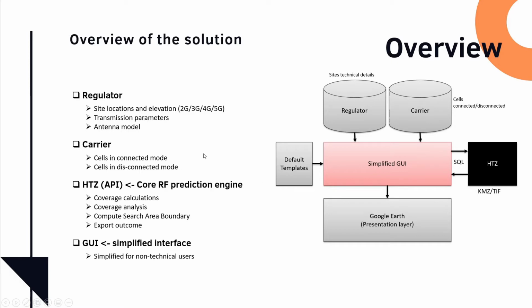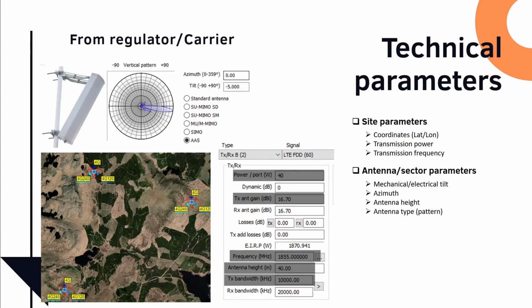So we're going to rely on all this information. HTZ integration was done using the API. So we're going to talk about this API. From the regulator or the carrier, we need some basic information, and trust me, it's not hard. We can get a lot of information from them, and if some information is not there, we could use some templates. So we need to have the antenna azimuth.